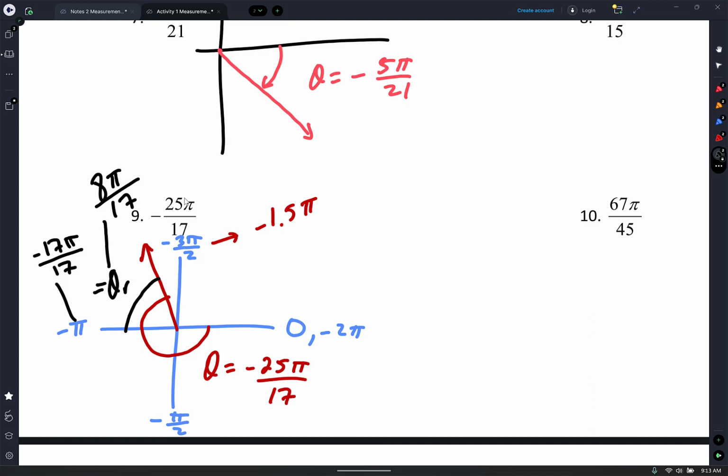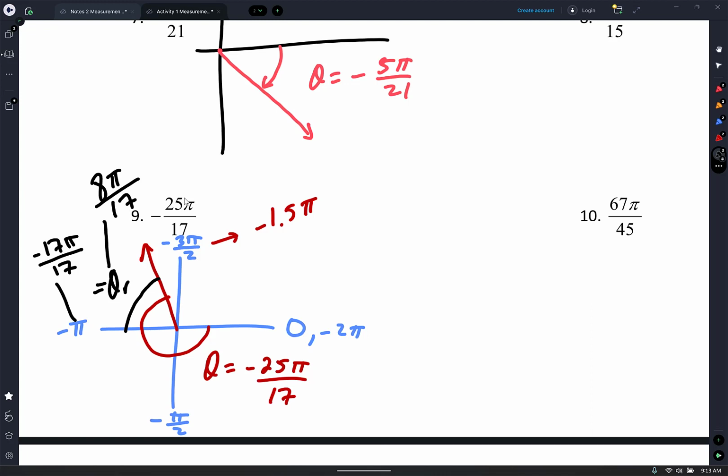Remember, because it's negative, I have to rotate clockwise. That is negative 25 pi over 17. This guy's negative pi. I need a common denominator, so I turn it into negative 17 pi over 17. That's still negative pi. Then what's the difference between negative 17 and negative 25? It's just 8. But why do we use the reference angle? Because it's asking for a reference angle. The reference angle is always with the x-axis.